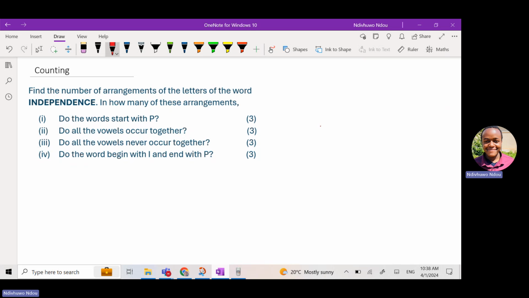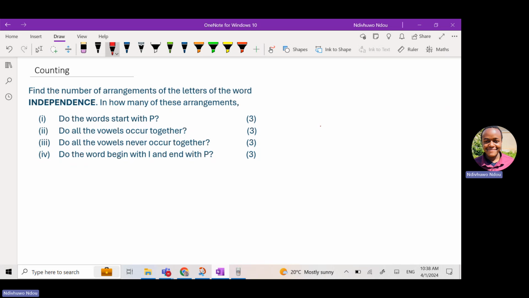So today we are doing this question, word arrangements, and it says find the number of arrangements of the letters of the word "independence". In how many of these arrangements does the word start with P? We want to count how many different words we can form if the word is going to start with P.